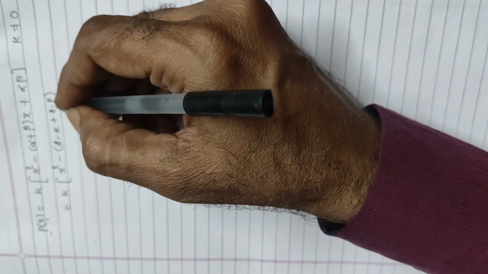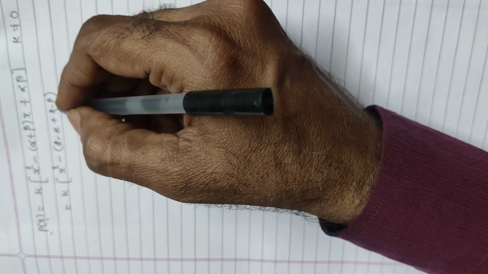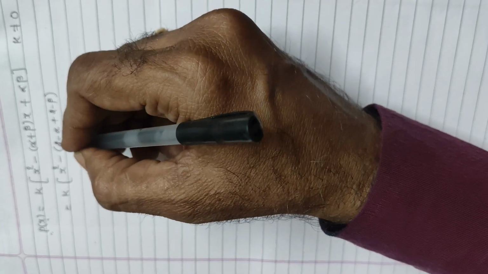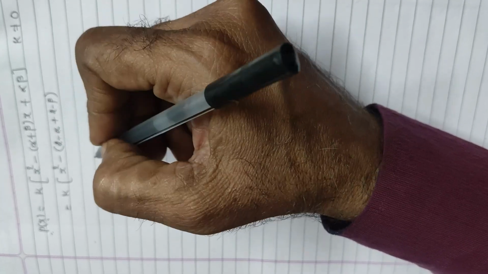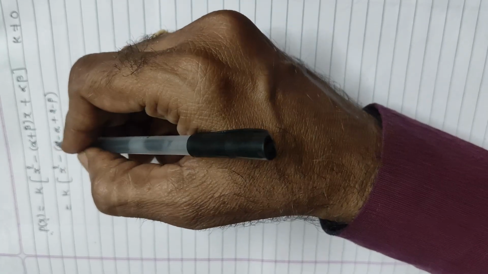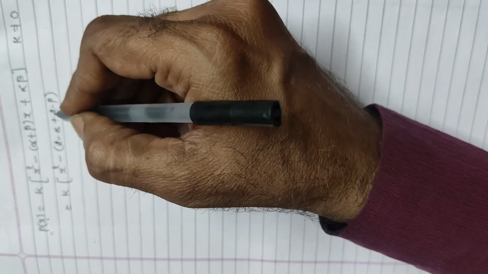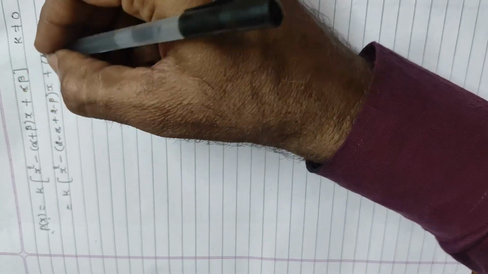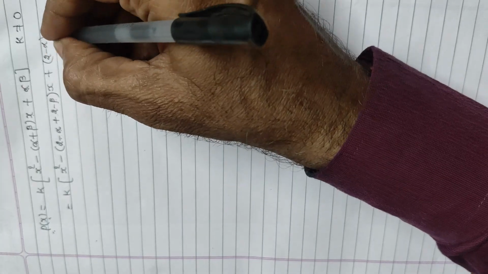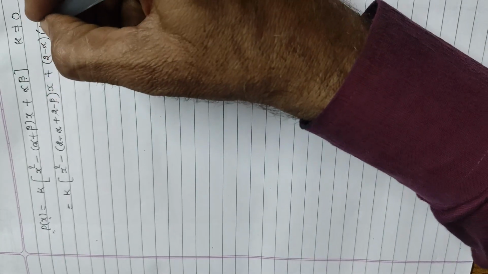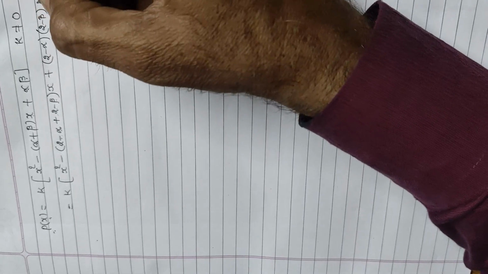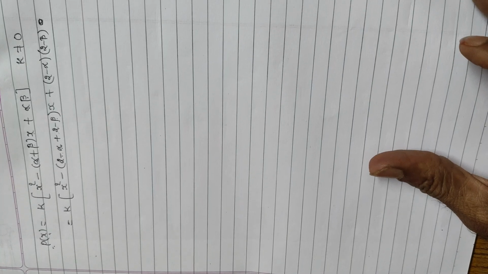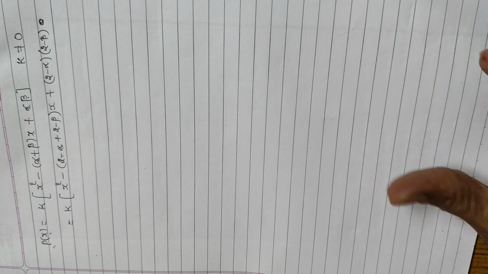Why are we writing this? Because I want to find a polynomial whose zeros are 2 minus alpha and 2 minus beta. So alpha is replaced by 2 minus alpha and beta is replaced by 2 minus beta. X is as it is. Okay, so this is the polynomial.